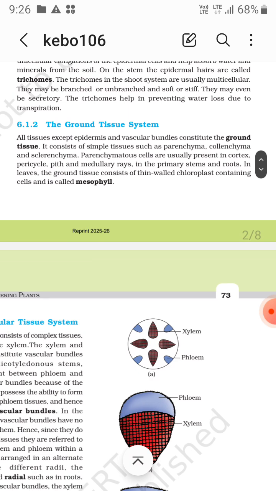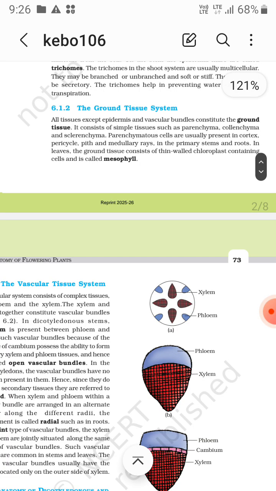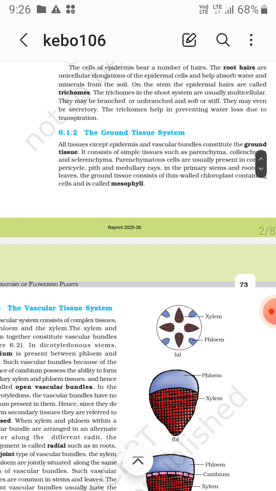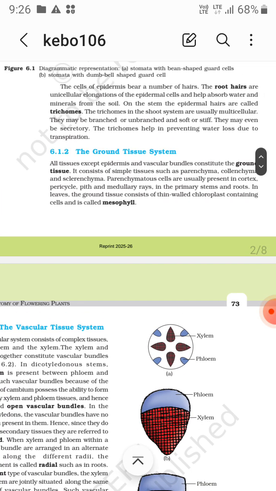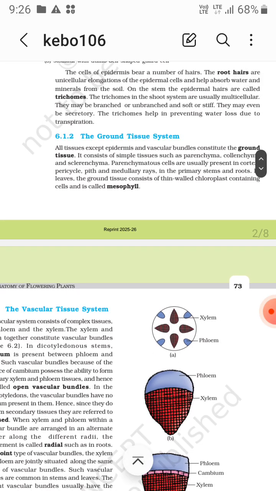It consists of simple tissues such as parenchyma, collenchyma, and sclerenchyma. Parenchymal cells are usually present in the cortex, pericycle, pith, and medullary rays in the primary stems and roots. In leaves, the ground tissue consists of thin-walled, chloroplast-containing cells and is called the mesophyll. So this is the ground tissue system.